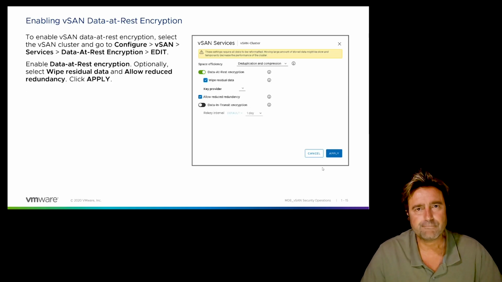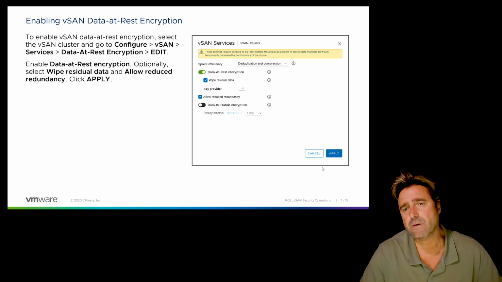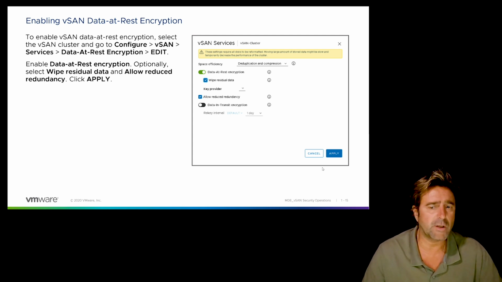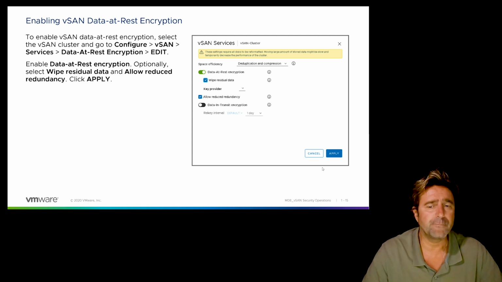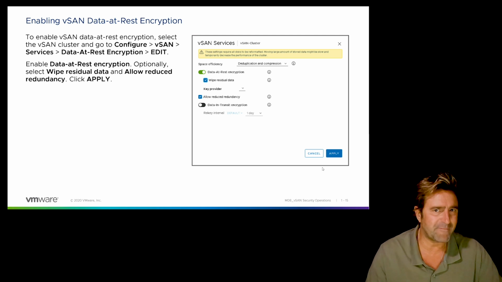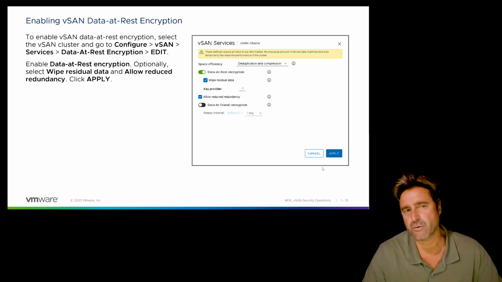Now here, you can see that after you tell the vCenter who is the KMS server, the idea is you get to choose whether you want to enable only data at rest encryption or both, that one and data in transit encryption. And then finally, you get the choice whether or not you want to wipe residual data. And as I mentioned earlier, you have the little checkbox for allow reduced redundancy.